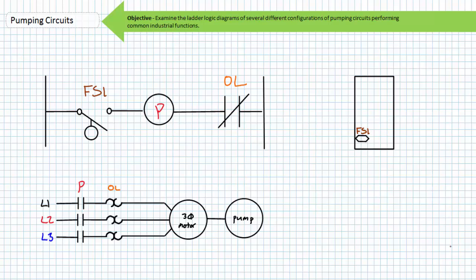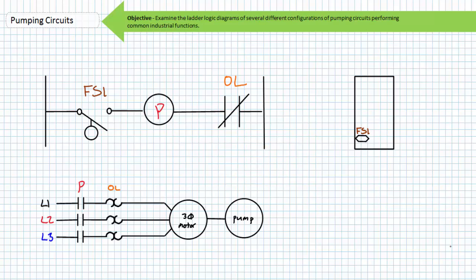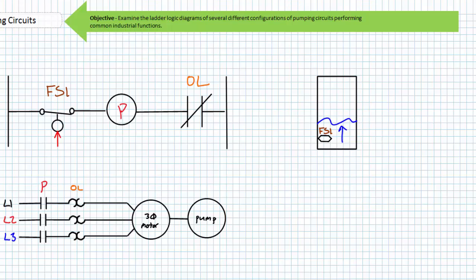The float switch is physically placed in the bottom of the sump. By all means, pause the lecture and see if you can figure out how this ladder logic diagram implements the function of this electrically controlled system. When the sump is dry, the float switch is in its deactivated open state. However, when fluid in the sump rises to the set point of the float switch, it is actuated into its closed state. The P contactor coil is energized.